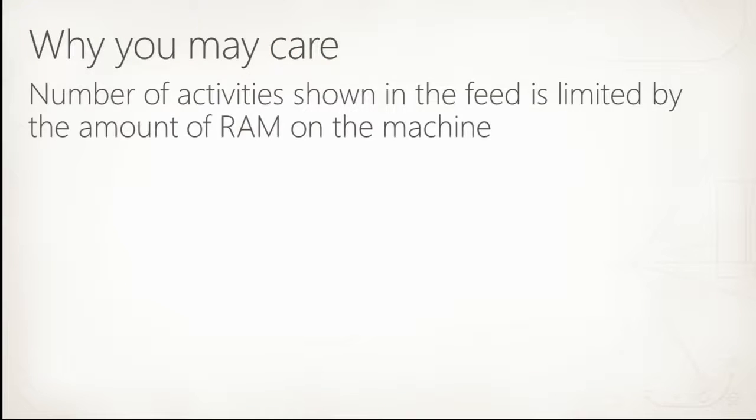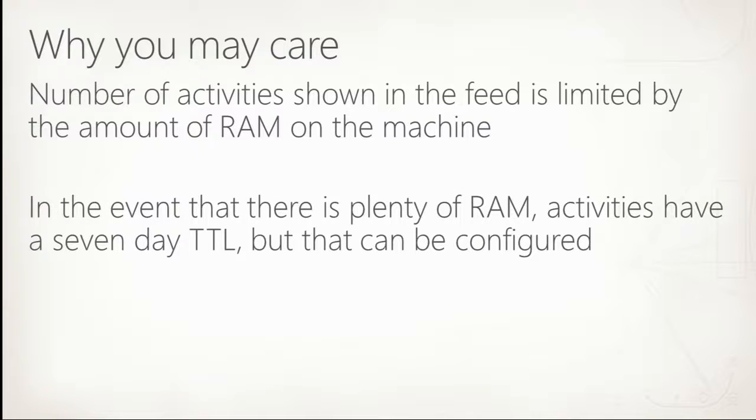So why does this matter? One of the key pieces here is that massive feed cache is an in-memory cache. So the amount of RAM that you have on the machine where that cache happens to live is really going to be the deciding factor for how many activities you show, how far back those recent activities will be. But let's say you have plenty of RAM. Let's say that you could store all the activities that you would ever need. There is still a 7-day TTL on those activities. So one thing to keep in mind is that if you want, for whatever reason, those activities not to be around for as long, or if you want them to be around for a little bit longer, you can go in and tweak that setting.